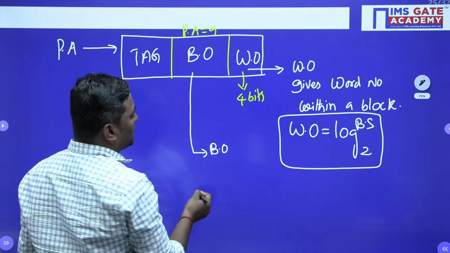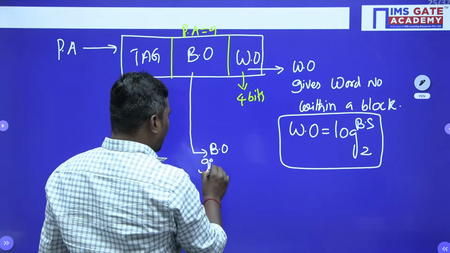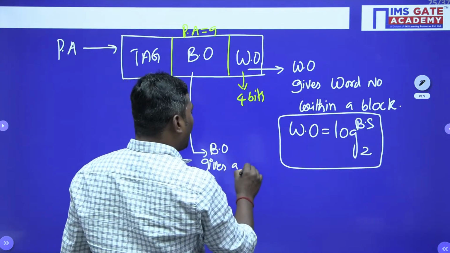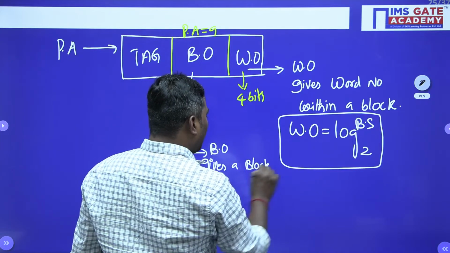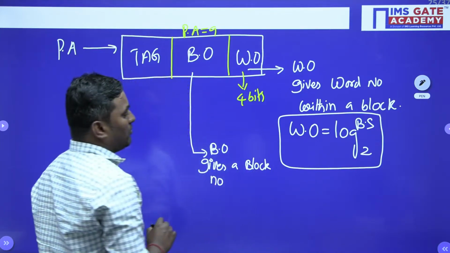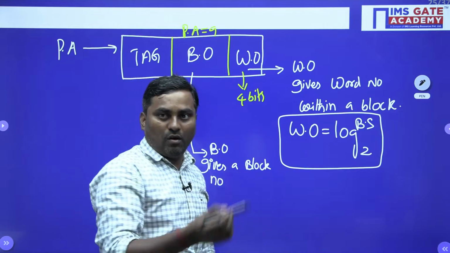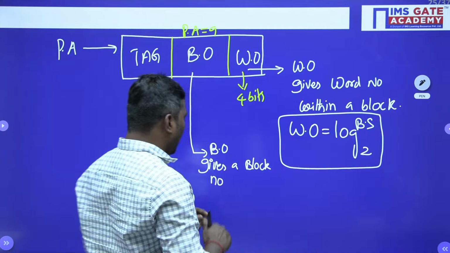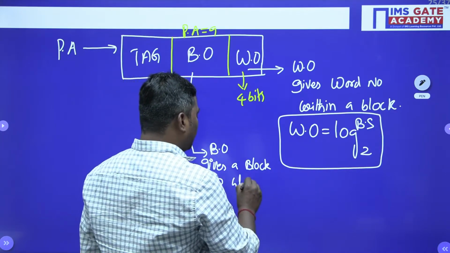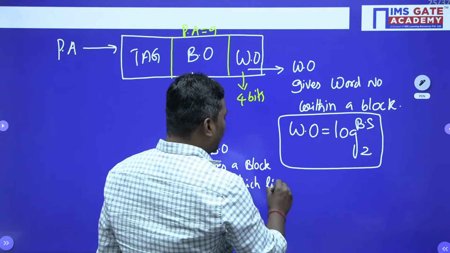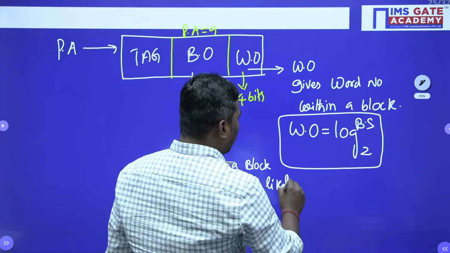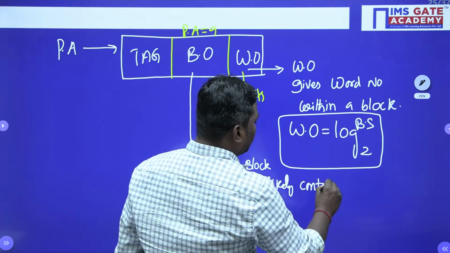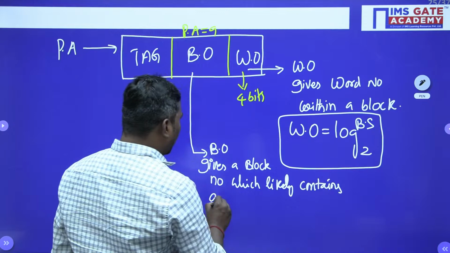B1 is the block offset. It gives a block number. Please understand, out of those many blocks in cache memory, it will give one block number, which likely contains the addressed word.